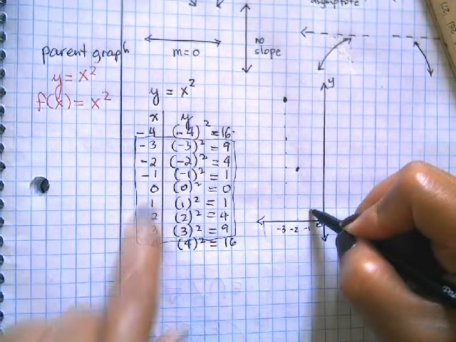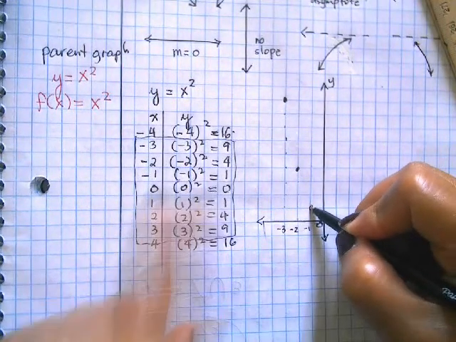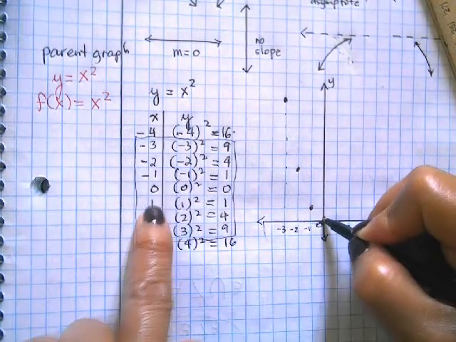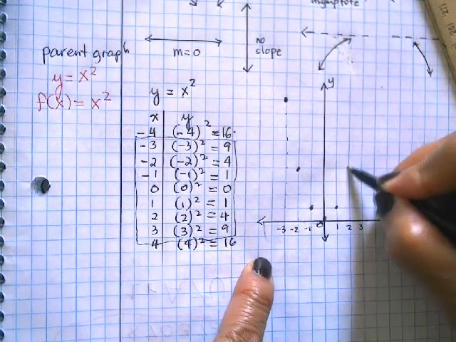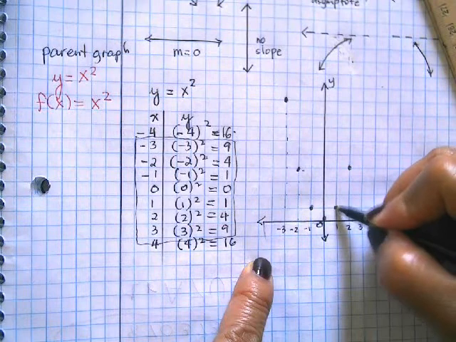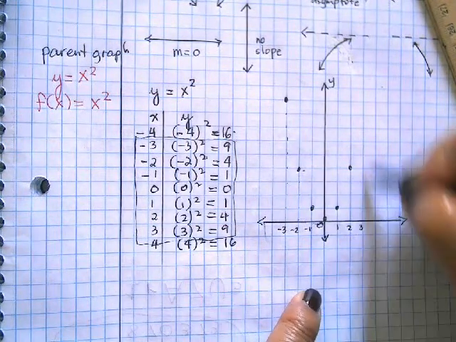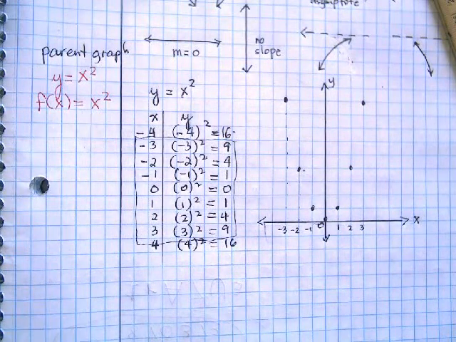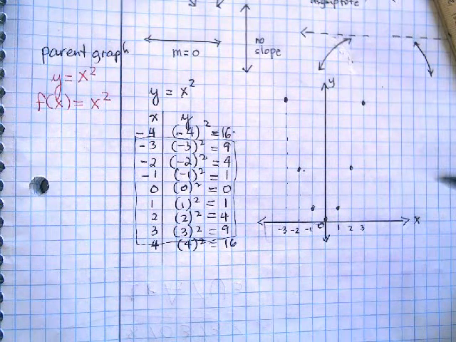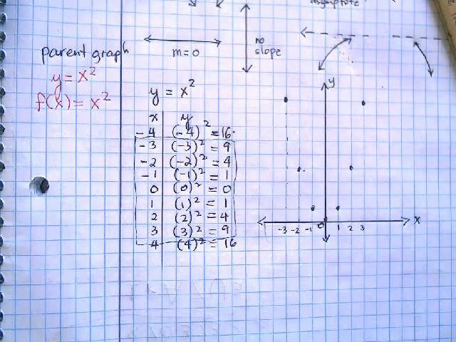Negative 1 is 1. 0 is 0. 1 is 1. 2 is 4. That's also 4. So I'm just lining them up here. 3 is 9. So this is the graph of the function y equals x squared. Then we could have more points, but we are just using these 4.